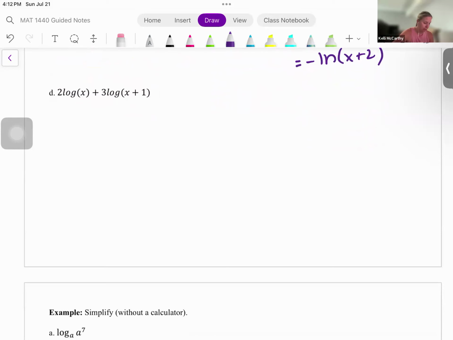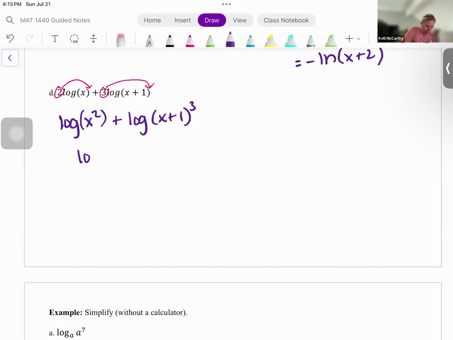2 log of x plus 3 log of x plus 1. We're first going to undo the power rule. So those coefficients out front are going to become exponents on our arguments. So log of x squared plus log of x plus 1 cubed. And now we'll condense using the product rule. Log of x squared times x plus 1 cubed.